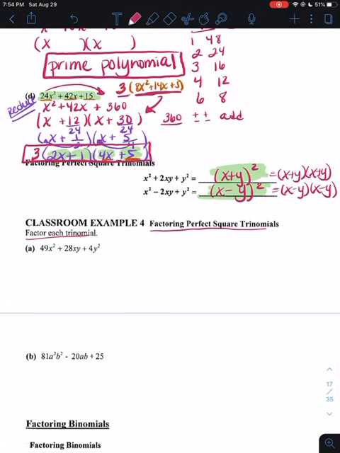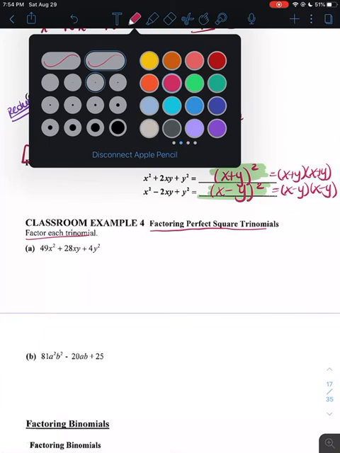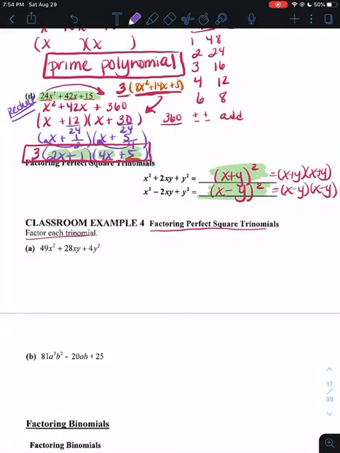So first thing is, how do I know it's a perfect square trinomial? Well, the first thing you want to do is check and see. If you look at both terms on the end, 49x squared and 4y squared, they look like perfect squares. And when I say perfect square, if I take the square root of 49x squared, I get 7x. And if I take the square root of 4y squared, I get 2y. So the two end terms are perfect. I can take the square root of them and I get 7x and 2y.